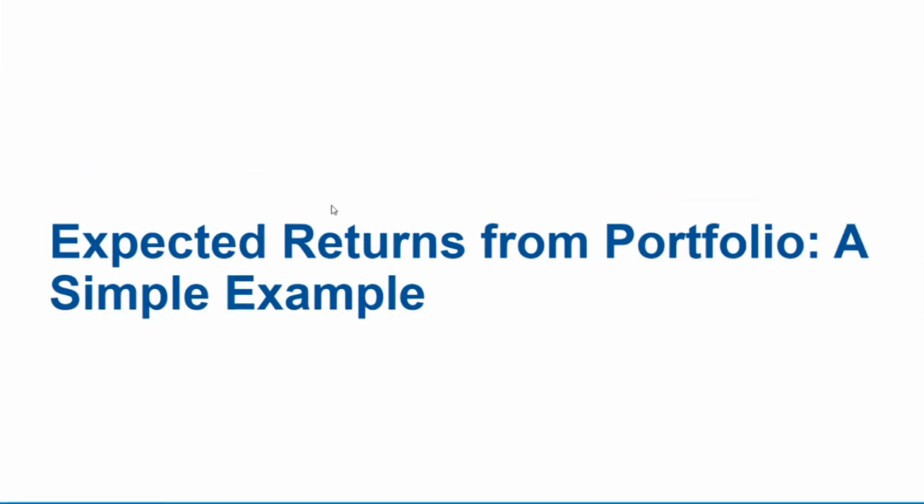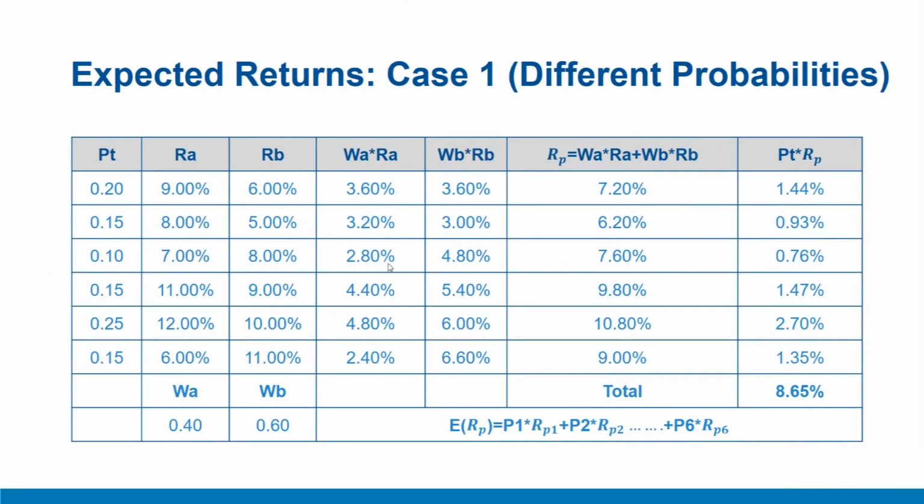In this video, we'll talk about expected returns from a portfolio with equal probability case and case with different probabilities. Let us start with the expected returns from portfolio case 1 with different probabilities. In column 1, we have probabilities that are shown here. These are the probabilities for different scenarios. Corresponding returns for security A are provided here and corresponding returns for security B are provided here.